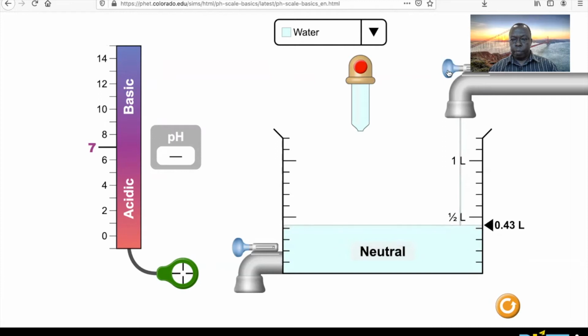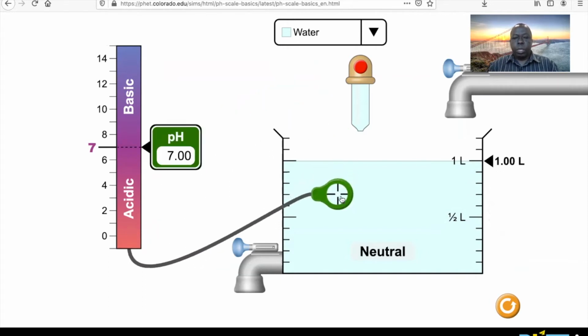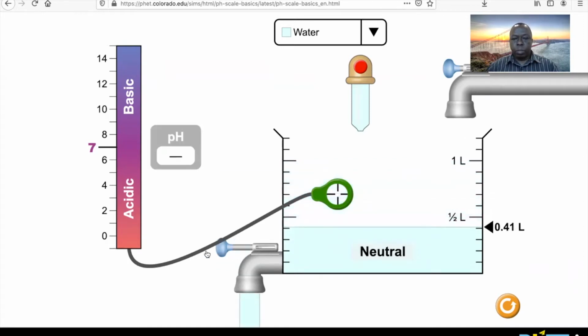You've got to be careful when you get close to the top, you don't want to overfill. So it has to be slowly all the way to 1 liter. You may want to put it, yeah, that is 1 liter. You're looking for that. So if I want to measure the pH, I just have to pull this into the solution, and that is the pH of H2O. If you want to drain, you just open this and it will drain. It was neutral.